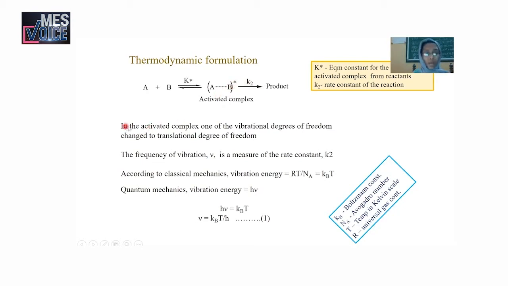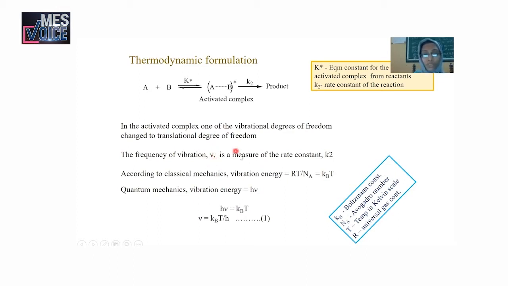As already mentioned, in the activated complex, one of the vibrational degrees of freedom is changed to a translational degree of freedom. Vibration has some frequency. The frequency of vibration is a measure of the rate constant. That is, how fast it vibrates, that much faster it is converted into a translational degree of freedom, that is, into the activated complex.